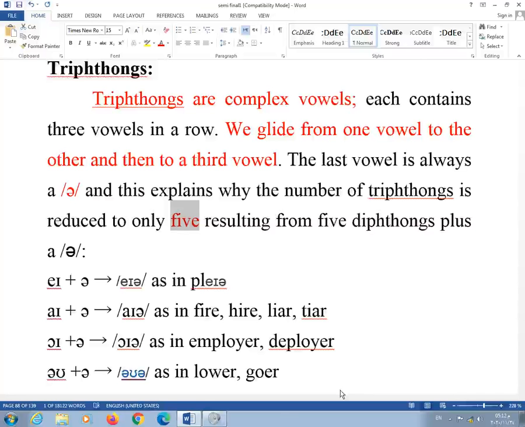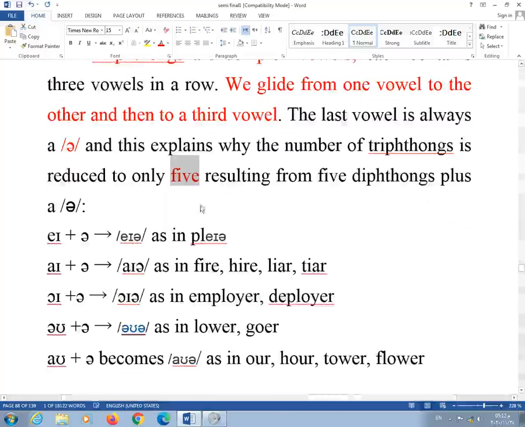And why are they 5? Because it's not possible to have two schwas in a row. How did we get them? We took A, I, OI, O and OW, and we add a schwa to each one of them in order to get a triphthong. Three sounds in one. Okay, three in one. So let's say A plus schwa, as in player. Could you repeat after me? A plus schwa.